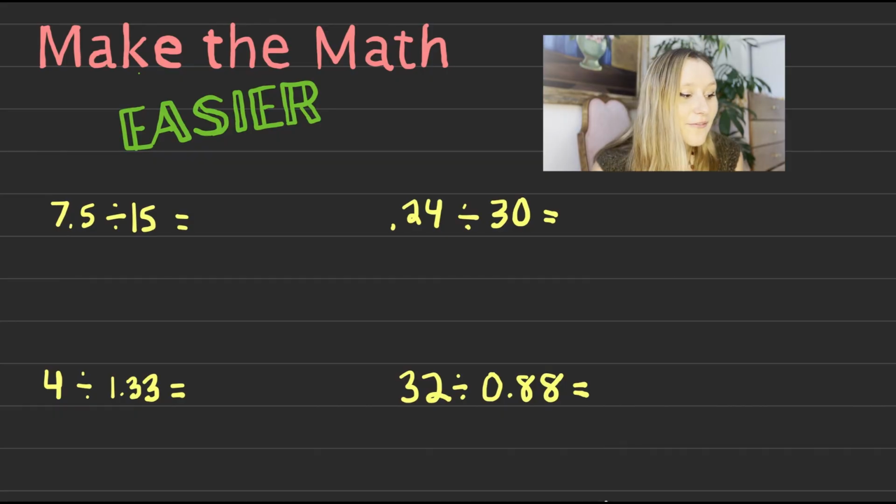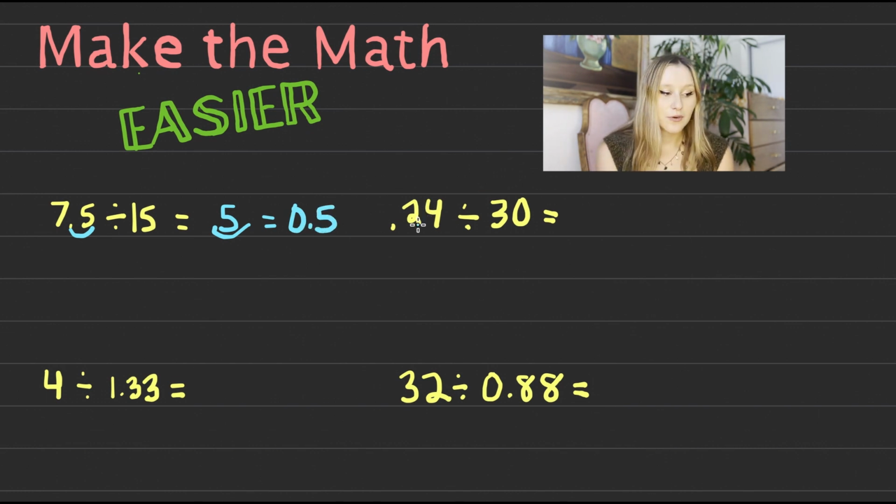Let's move on to division. Okay, we have 7.5 divided by 15. We're going to recognize that 75 divided by 15 is 5. So I'm going to move the decimal of the dividend to the right once. And then we get 5. We move it over to the left once. And we get 0.5. Easy, call it a day.